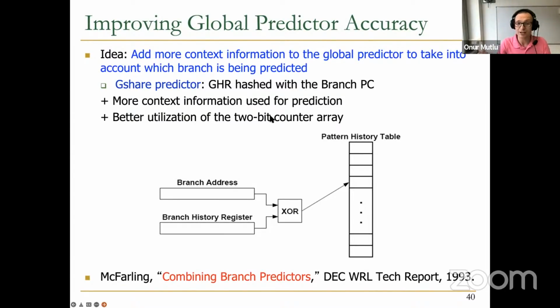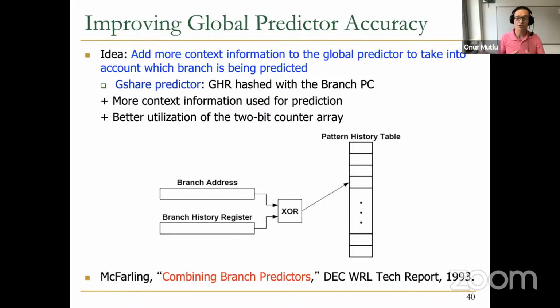And it also leads to better utilization of the 2-bit counter array. So this is actually interesting because if you don't have hashing to index your pattern history table, meaning 2-bit counters, some counters may be overly used, let's say, where some counters may not be very much used.